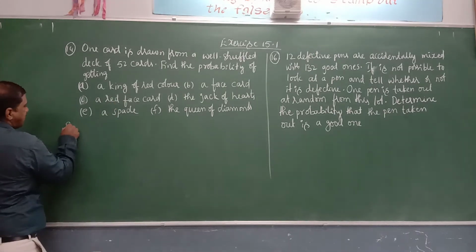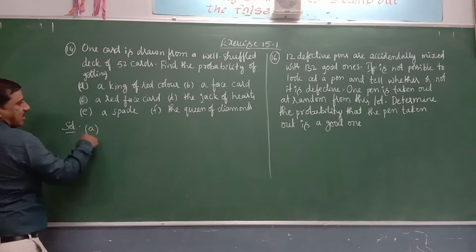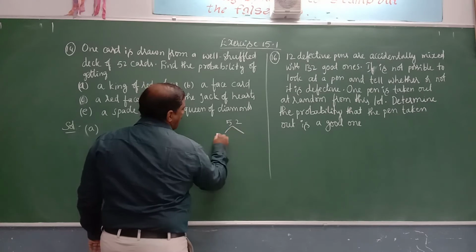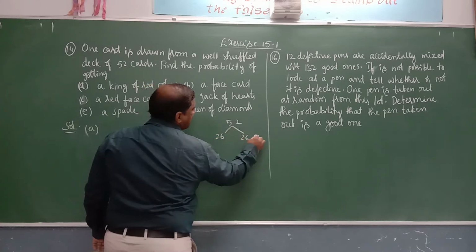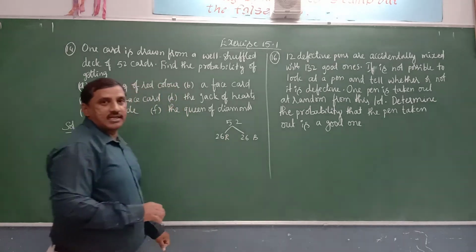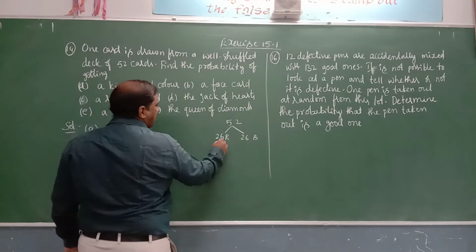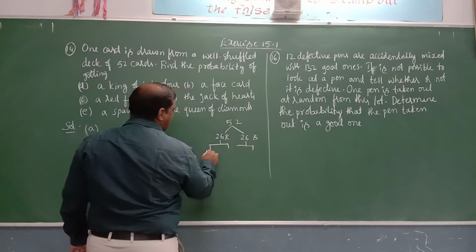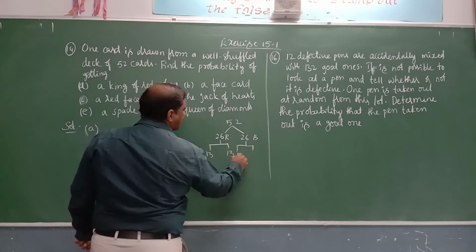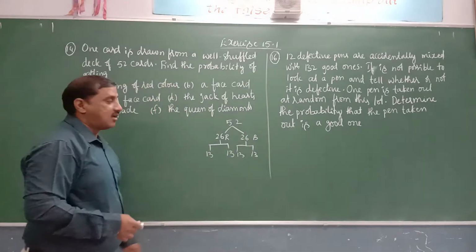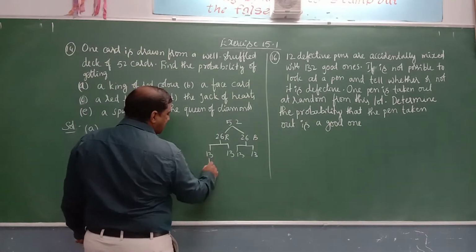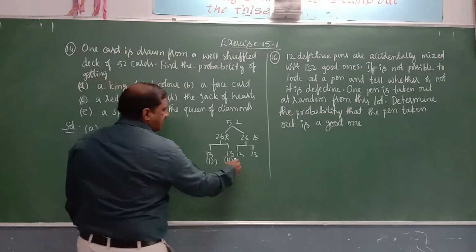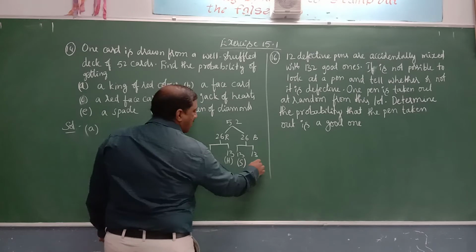So here, as I told in the previous class, we have the deck of 52 cards. From those 52 cards we have 26 and 26: these are black and these are red. From the red color we have 13 cards here, and 13 cards here. The red color cards are diamonds and hearts. Here, spades and clubs.